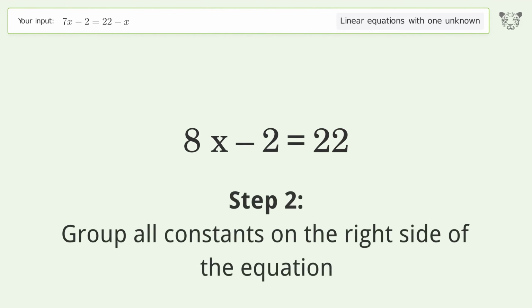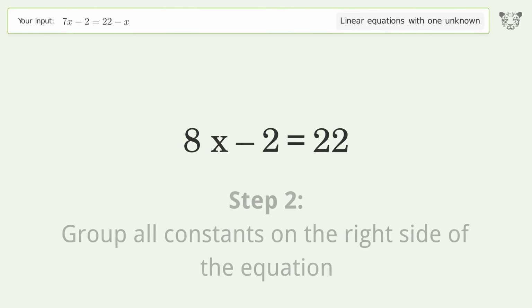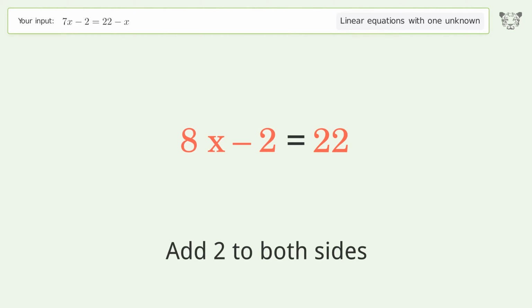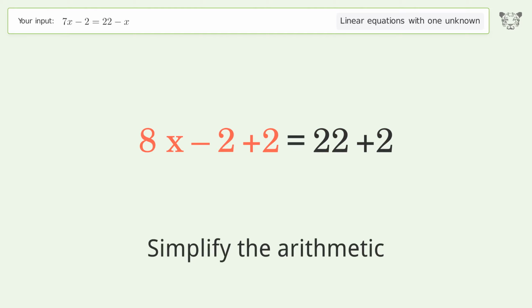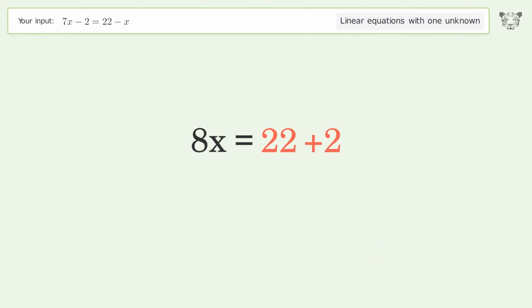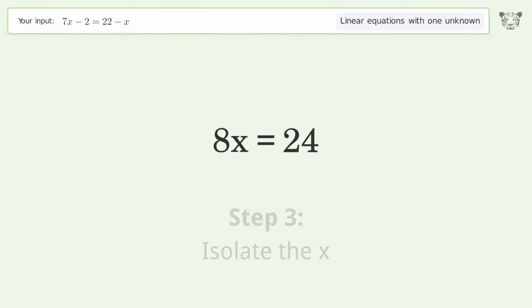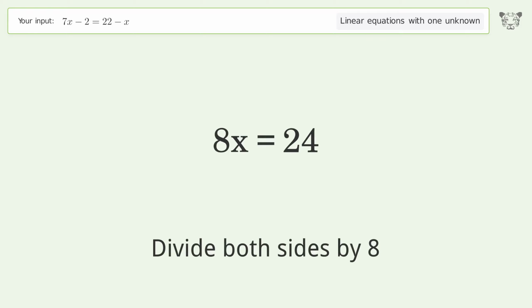Group all constants on the right side of the equation. Add 2 to both sides. Simplify the arithmetic. Isolate the x. Divide both sides by 8.